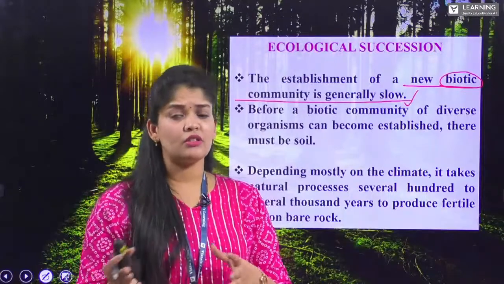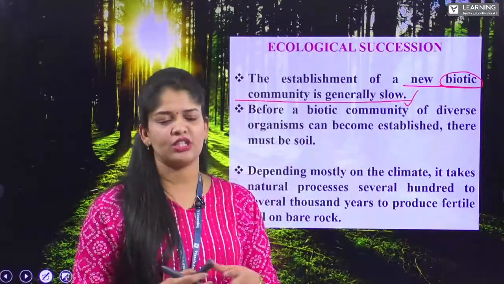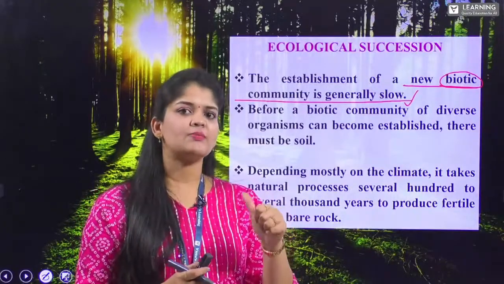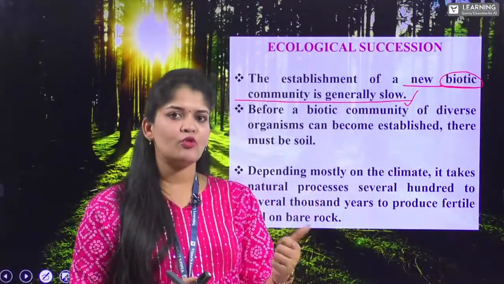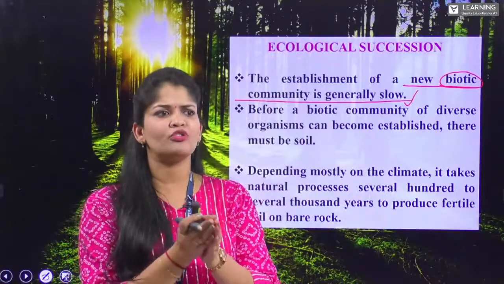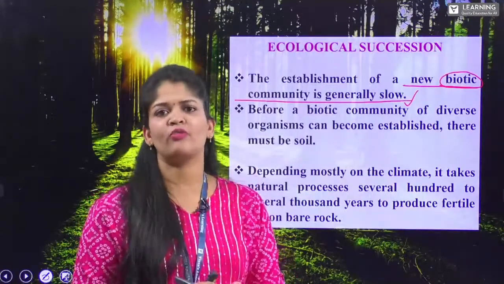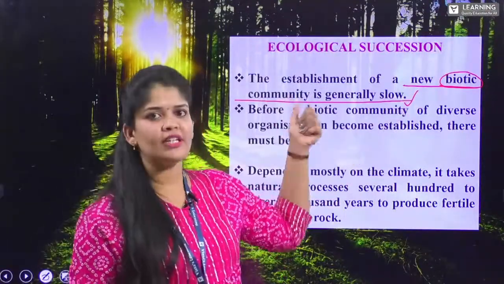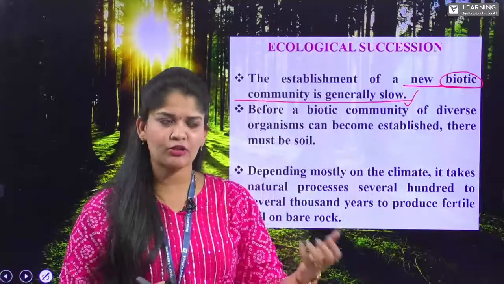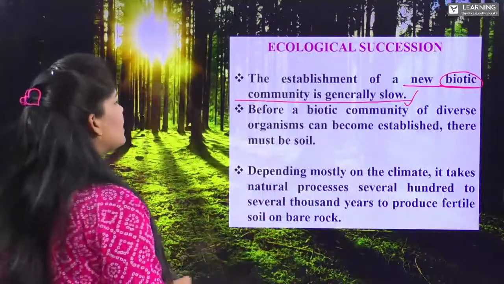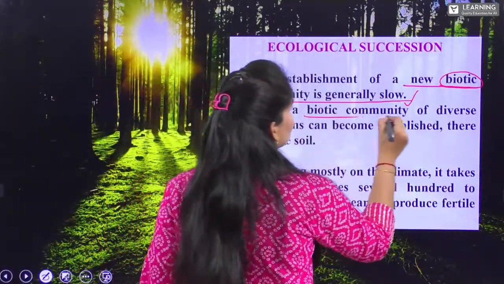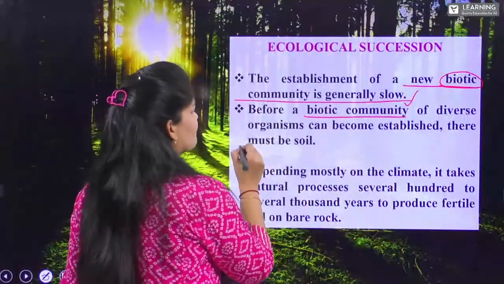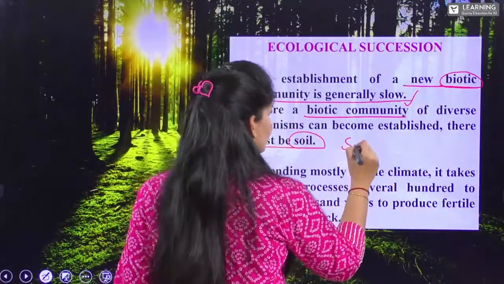When coming to the example of secondary succession, the life is already there. Living organisms existed previously. Therefore, some sediments or organic matter will be there. Therefore, the establishment of the biotic community will be a little faster when compared to primary succession. But here, before a biotic community of diverse organisms can become established, there must be soil. We need soil.